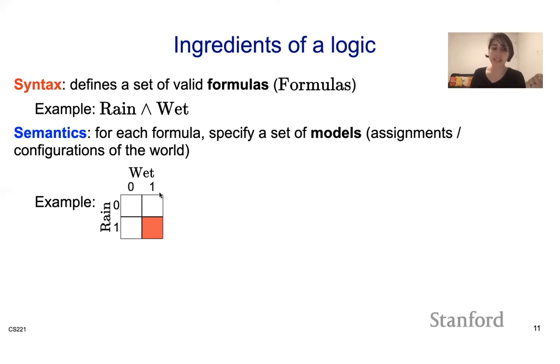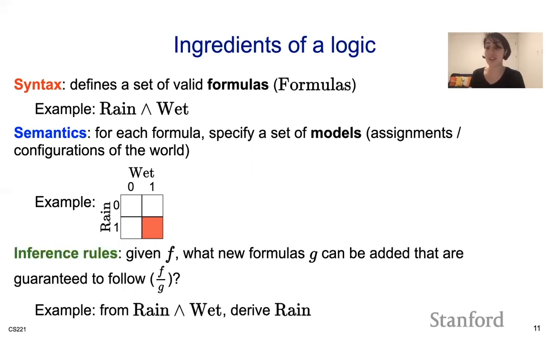So for example, in the case of rain and wet, it actually corresponds to a specific meaning where rain takes value 1 and wet takes value 1. And this is like a specific model, a specific world where we live in. And in this world, rain and wet has this particular meaning. Okay? So the main ingredients of logic are, first off, syntax and semantics. And once we have syntax and semantics, then we can talk about inference rules. We can actually talk about what can we infer now that we have a set of formulas, or a set of knowledge about the world.